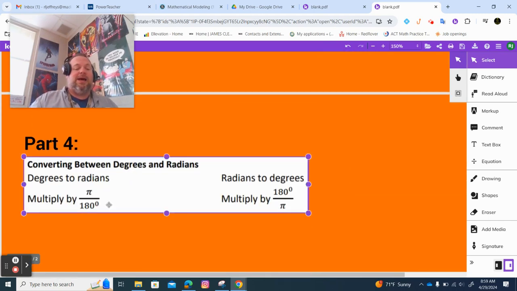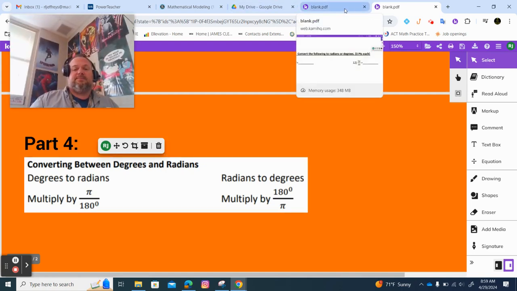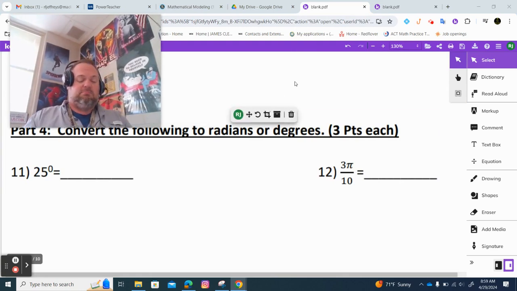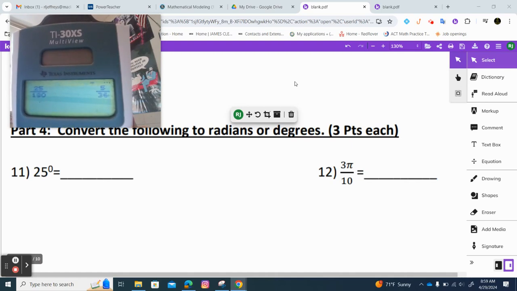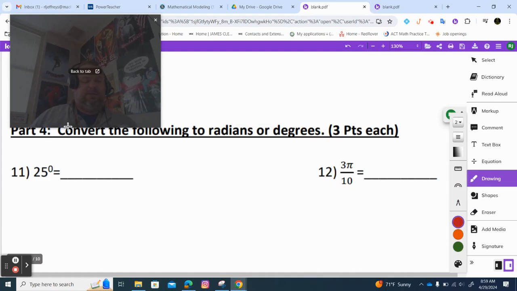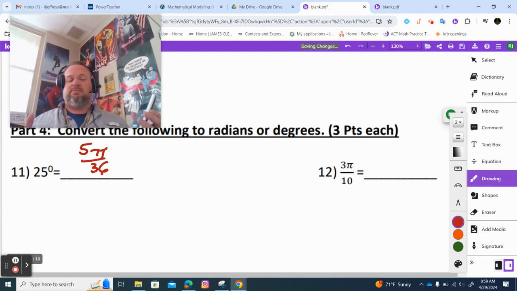All right, part 4, I actually put what I had put in our notes from Friday. Multiply number 11 by pi over 180. Okay. So now I'm just going to put 25 over 180 like this. I'm going to reduce it, and then I'm going to add the pi back in there, just like we started doing. I could do it either way.